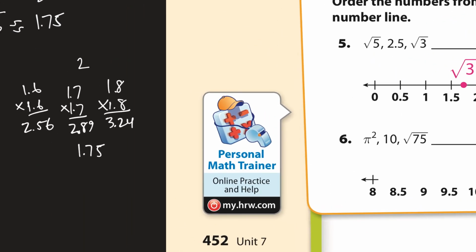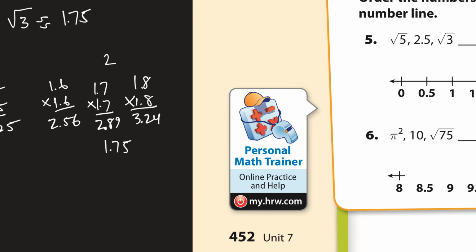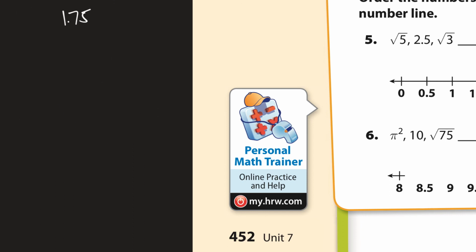Let's go with this other one here. Pi squared. I just do not have the patience to figure out what that is. So I'm going to use a calculator, and I'm going to call it 3.14 times 3.14, which is 9.86. And then we have 10. Okay, whatever. And the other number is square root of 75.